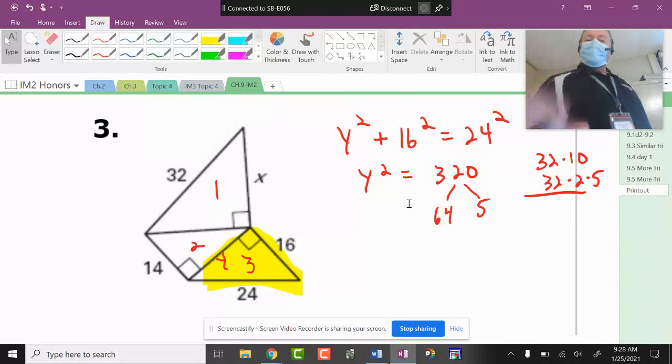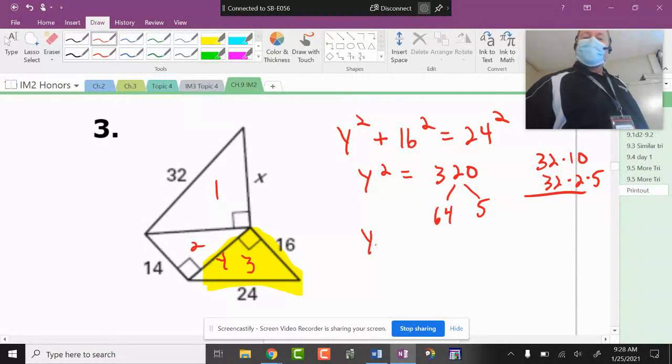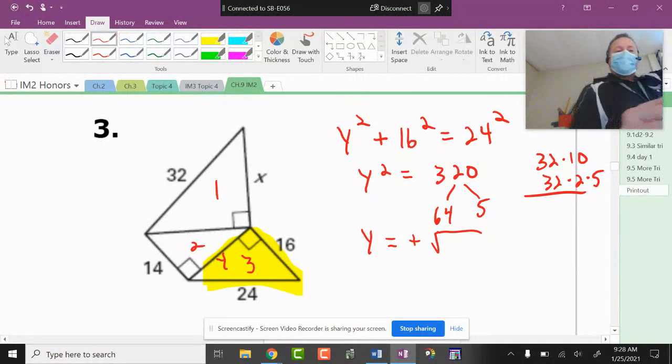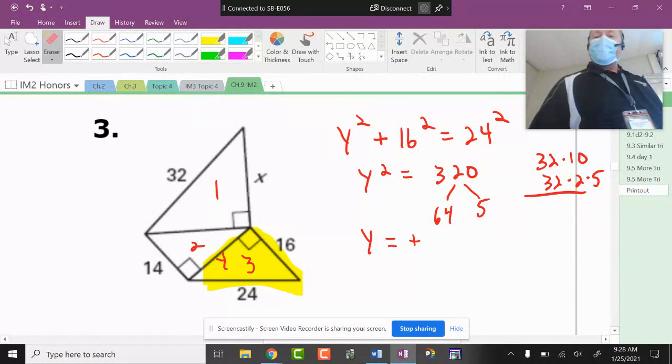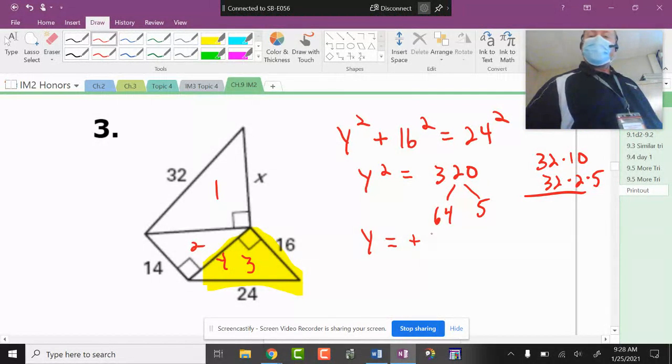Anyway, so for time purposes, let's just ignore the negative. Just say positive. Square root of 64. What is the square root of 64? 8. Okay, so I'm going to write that quickly. Sorry, got a little thrown off there. This is 8 root 5.